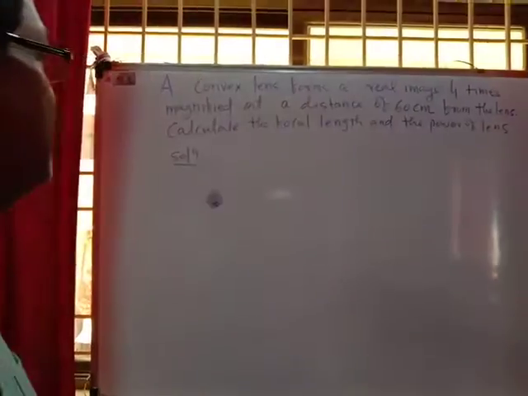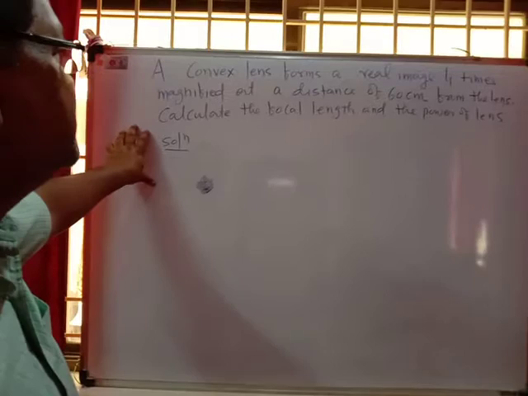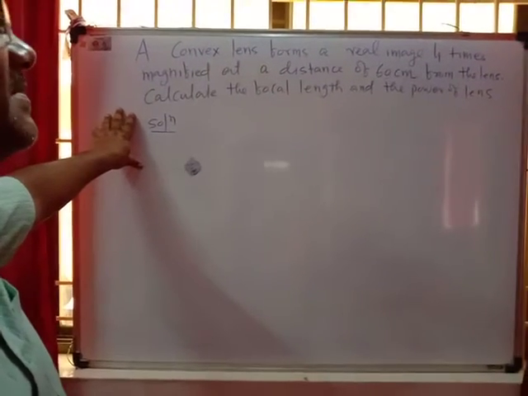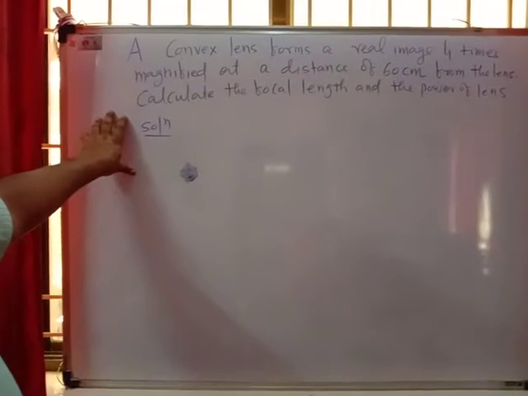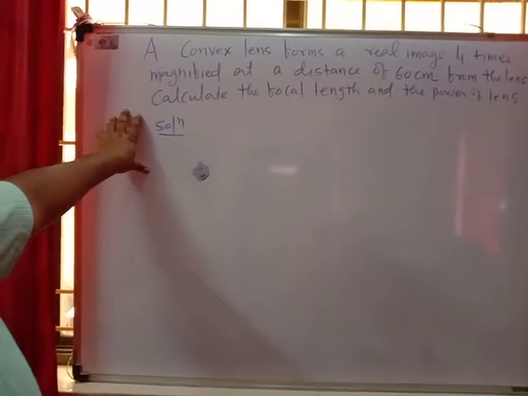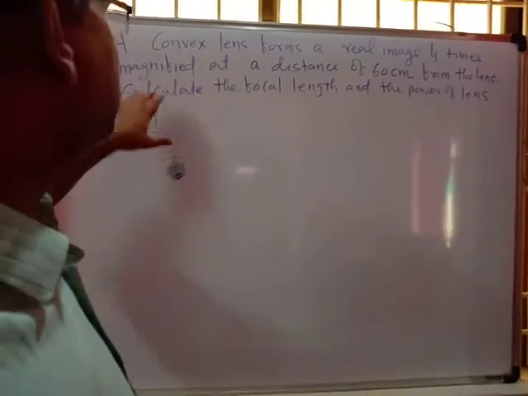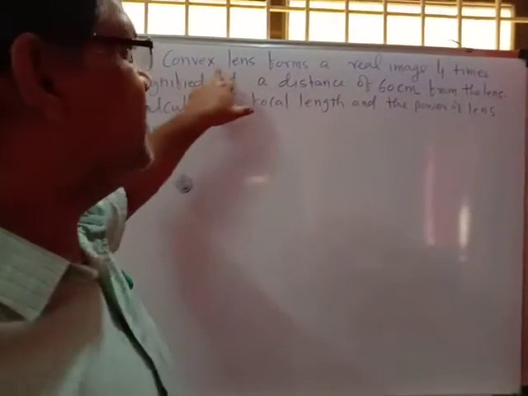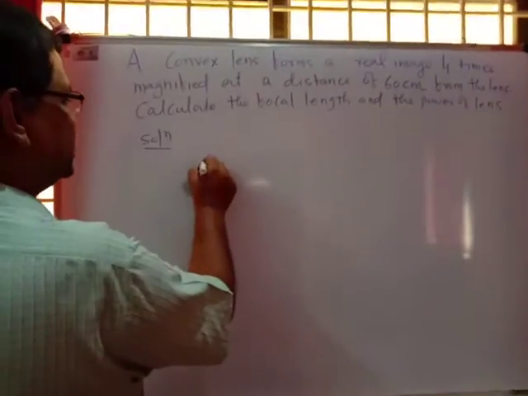Second question. A convex lens forms a real image 4 times magnified at a distance of 60 centimeter from the lens. Calculate the focal length and the power of lens. Just be careful for that. What type of images are formed by the convex lens? Same pattern, the convex lens.